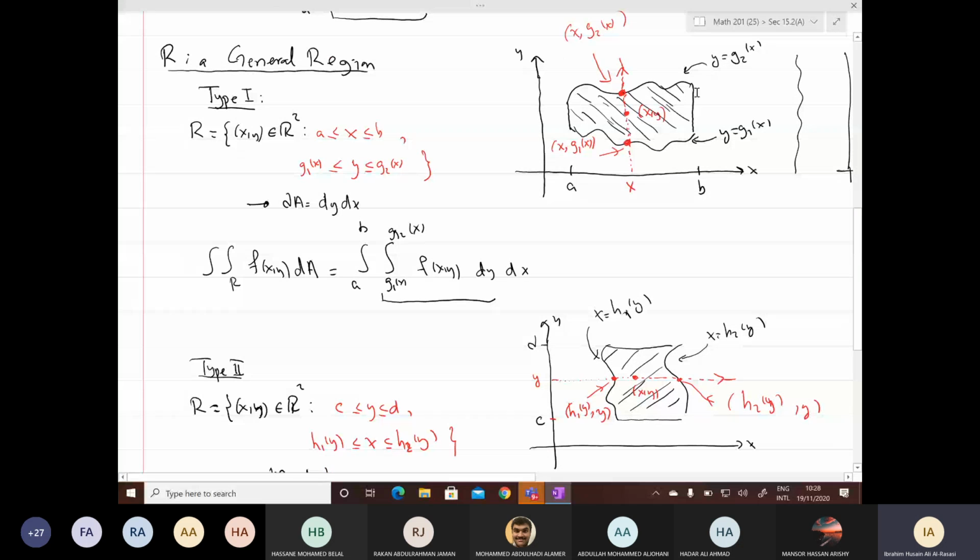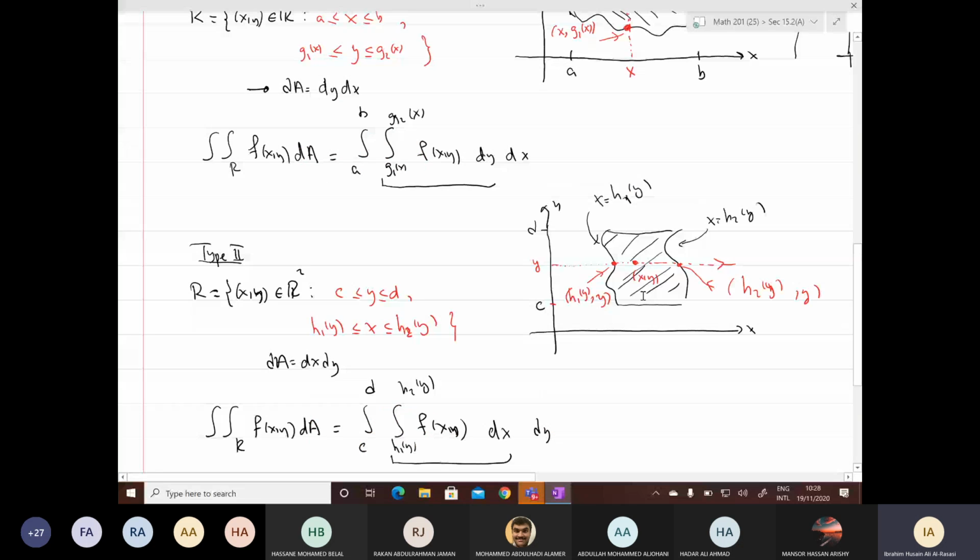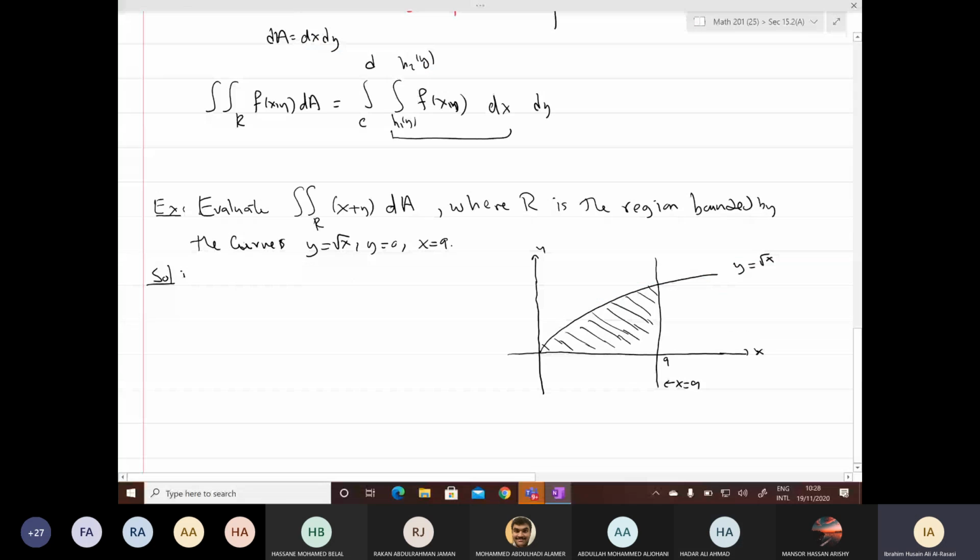Always keep the geometric meaning in your mind. Type 2, geometrically, is a region between a left curve and a right curve. What do you think, is this type 1 or type 2? Type 1, Doctor. Is it type 2 also? It can be type 2 because it goes left to right. Exactly. Let's first look at type 1.